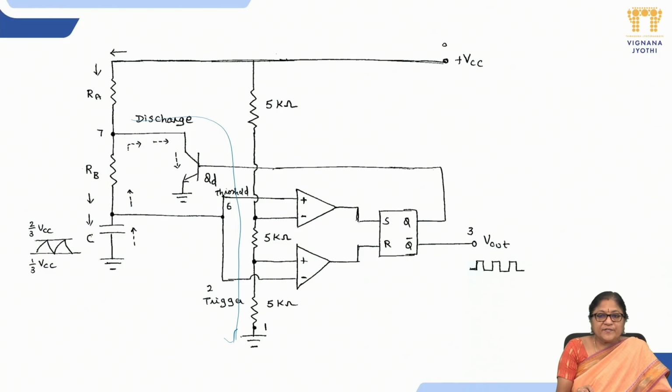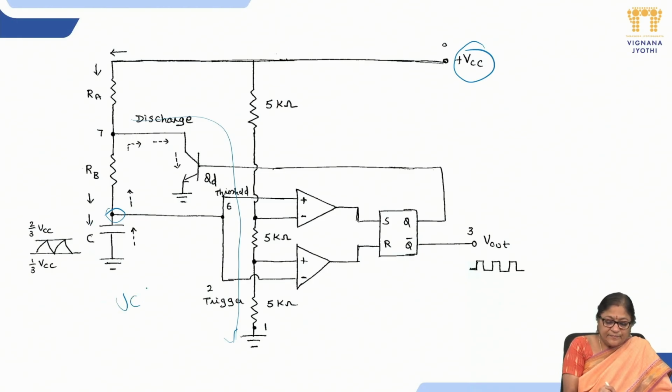Now for astable operation, it will start as soon as you provide the power supply. The initial voltage at the capacitor is approximately VCC by 3. So it works on capacitor charging and discharging. We are starting at VCC by 3 initially. You can see the lowest one.